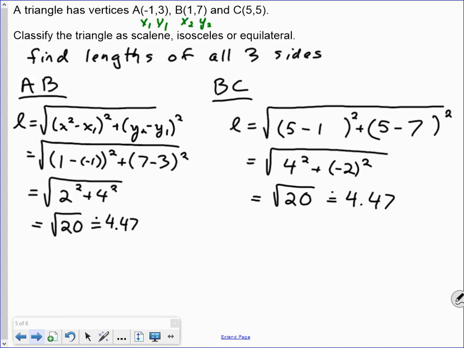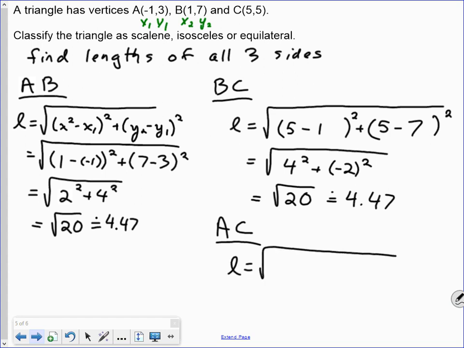So this triangle is either isosceles or equilateral. It's all going to depend on what we get for the length of side AC. If AC is the same length, it's equilateral. If it's a different length, it'll be isosceles. So let's go ahead and find the length of side AC here.